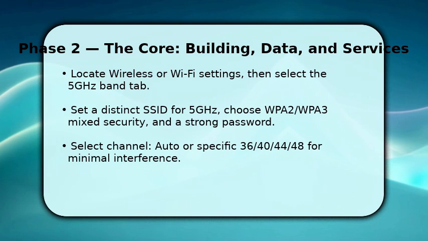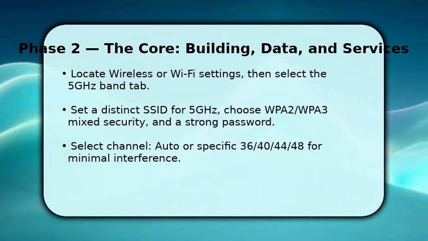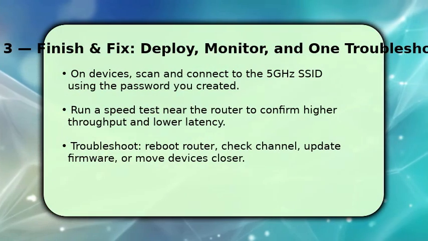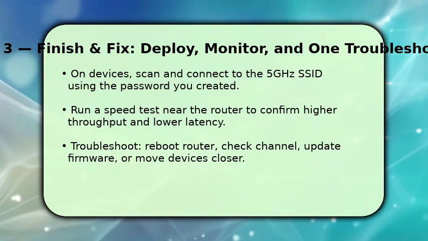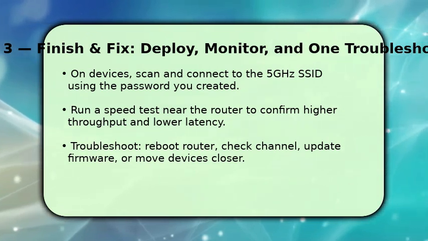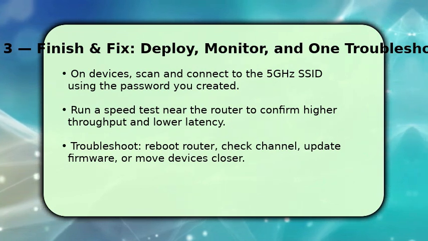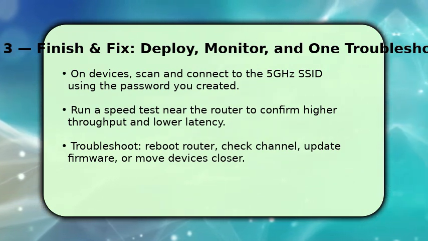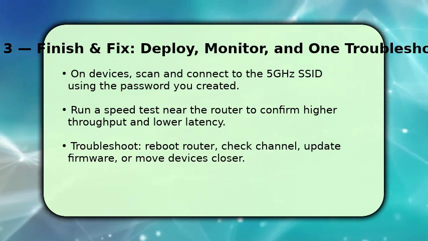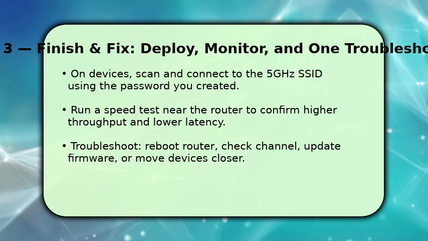Then select Channel Auto, or pick lower DFS channels like 36 to 48 if your environment is congested. Saving applies the changes immediately. You finish by connecting one device to the new 5 GHz SSID to confirm the link, enter the password, and note signal strength. Once connected, run a quick speed test to verify improved download and latency. 5 GHz gives more throughput but shorter range, so move closer if needed.